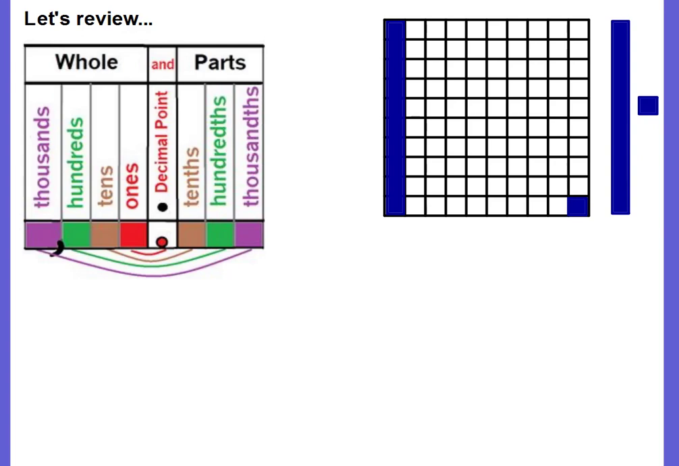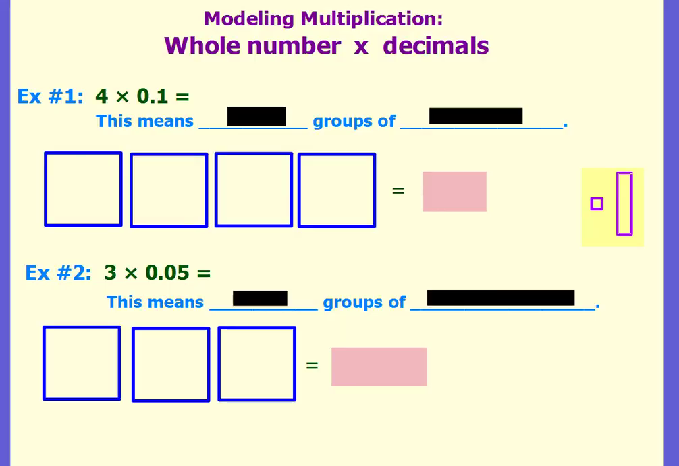Okay, let's get started. You will need your notes. And there was an error when they copied the notes, so the models actually start on page 2. So look for the page 2 that starts with the modeling like this. We're going to model whole number times decimal first.